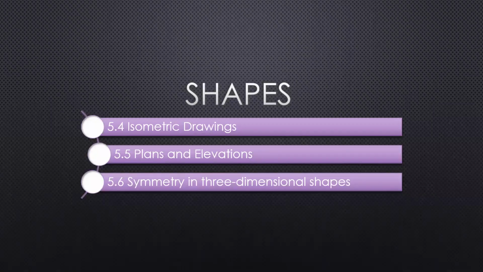Guys, let's do the final part of chapter 5, which is more about drawing. It involves 5.4 isometric drawings and plan and elevation and symmetry in 3-dimension shapes. Okay, so let's get started.